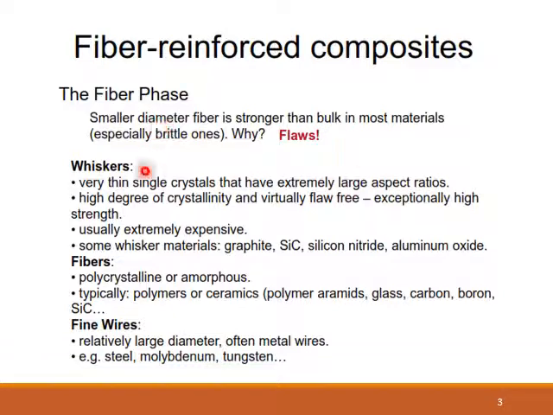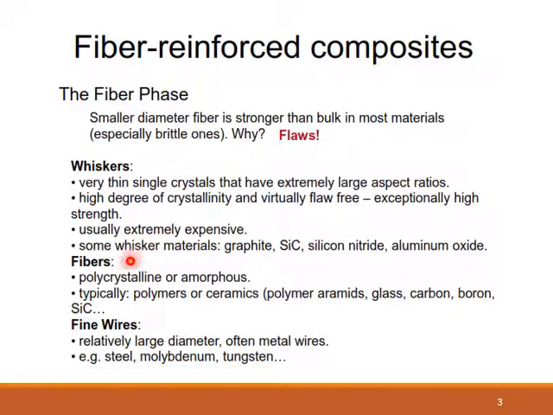So these fibers can be in different forms. You can have them as whiskers. For whiskers, you have very thin crystals that have a large aspect ratio. Aspect ratio is in terms of the diameter and the length. So that's what you mean. So the degree of crystallinity is high and the flaws in it are very, very small, so it has an exceptionally high strength. Usually it is expensive when you talk about whiskers. Typical examples of whiskers are graphite whiskers, silicon carbide, silicon nitride, aluminum oxide, and so many other examples.